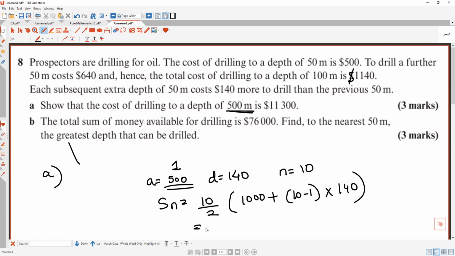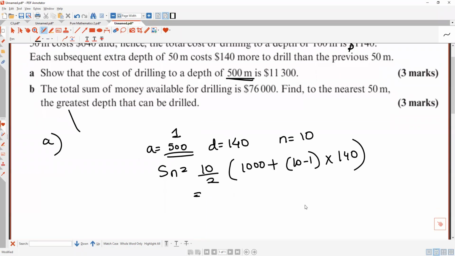Just do this in your calculator. Check, are you guys getting 11,300 or not? Yes. All of you got this? So this part understood, na? 11,300, na?